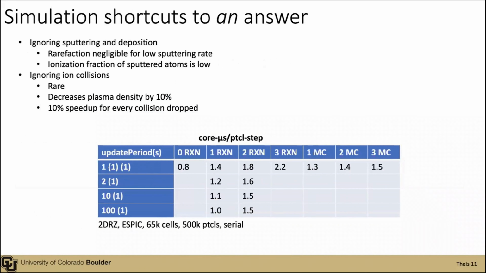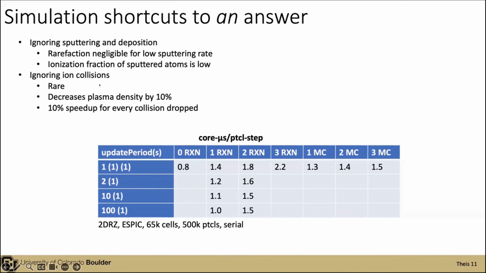Some of the low-hanging fruit is I ignore sputtering and the deposition of those sputtered atoms on the anode. In the regime that I'm looking at, which is relatively low currents and materials with low sputter yields like titanium, this approximation has a negligible effect. And that's because rarefaction, which is a process by which those sputtered atoms deplete your neutral background gas, is going to be relatively low in this regime. Also, the ionization fraction of those sputtered atoms is very low for this regime as well. So it's not really in that high-power impulse, highly ionized regime that I talked about earlier.